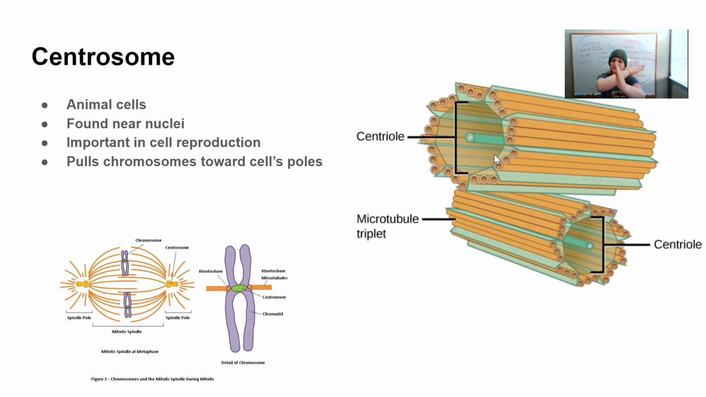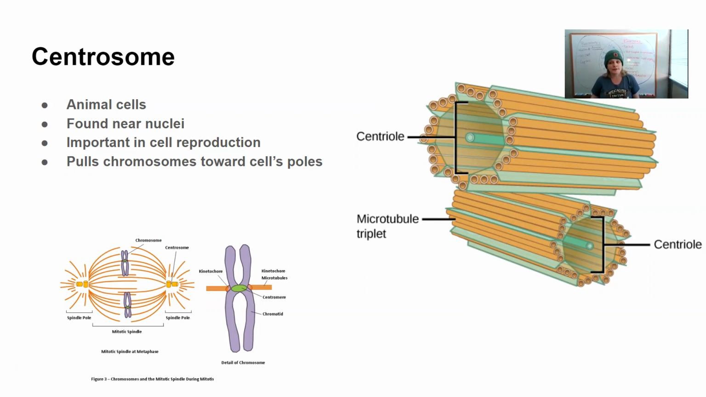So there's two of them and they sit crisscrossed at 90-degree angles. And then they're made of these tubes. Each of these has 3 tubes grouped together, and then there's 9 of those groupings per centriole. So they come in microtubule triplets. Their job is to attach to the chromosomes as they're duplicating and then yank them toward either end of the poles of the new cells so that each of the daughter cells ends up with the right amount of genetic material.